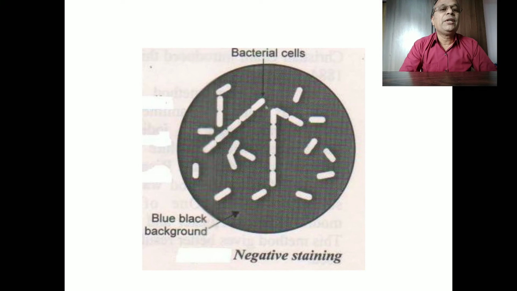So this is the presentation where you will observe that the bacterial cells, here the cells are rods in chains. They are appearing colorless, and see the color of the background, it is blue black. So contrast is easily possible where cells are appearing colorless and the background is colored.